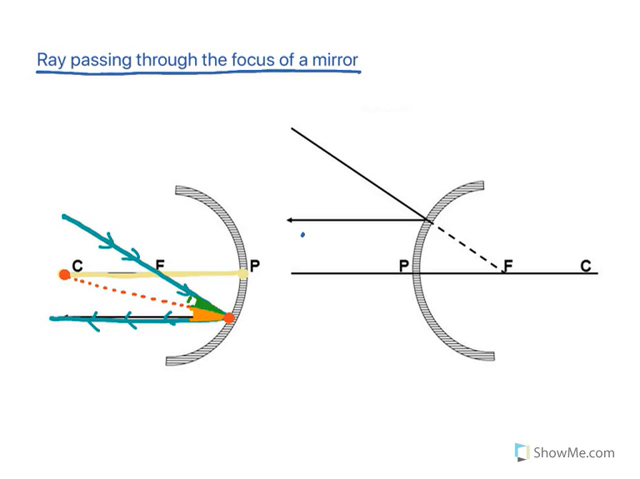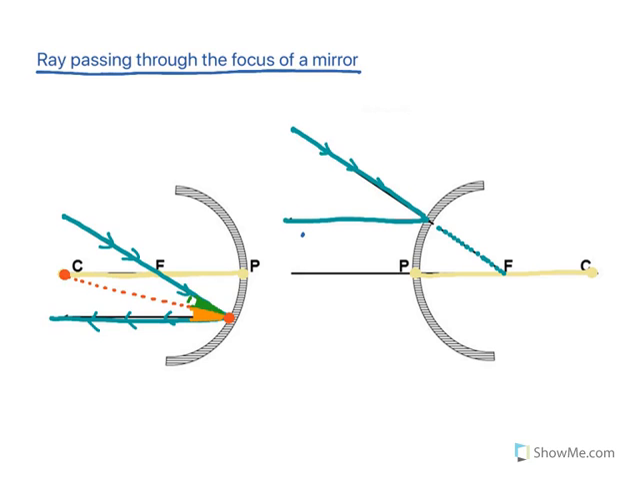Here for the convex mirror, we have to draw the principal axis. To draw the principal axis, we join the pole with the center of curvature, and that line gives us the principal axis. Here we are studying the ray that is passing through the focus. Now the focus in the convex mirror is behind. So we take a ray that is heading for the focus. Here's a ray that, if produced further, would have passed through the focus, and after reflection it goes parallel.